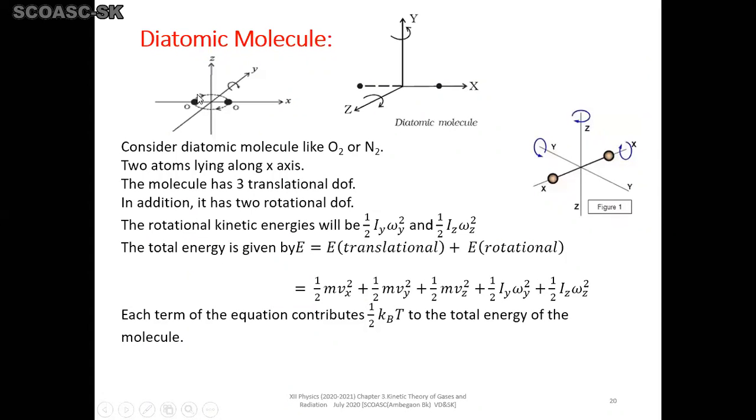Now this molecule can also rotate about its center of mass. It can rotate about the z-axis in this way. Then it can rotate about the y-axis also, in this manner. This is the movement about the z-axis, this is the movement about the y-axis, and the molecule is stationed along the x-axis, with the center of mass at the origin.